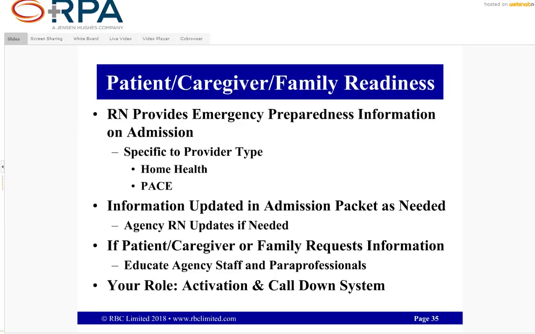So for our patients and caregiver and family readiness, we're required as outpatient providers, home health, PACE, are required to have a written emergency plan with details in the home and in the medical record. And we find, because I'm in the field quite a bit with providers, home health, hospice, and PACE, of course, and we're finding that staff aren't aware of the importance, so they aren't filling in the blanks on the emergency preparedness plan.